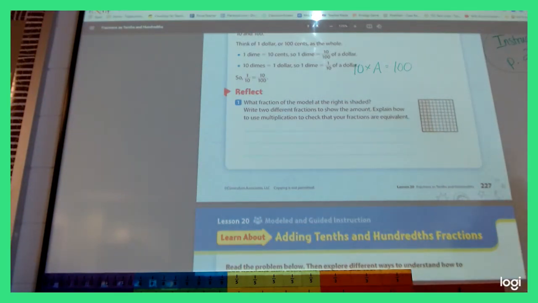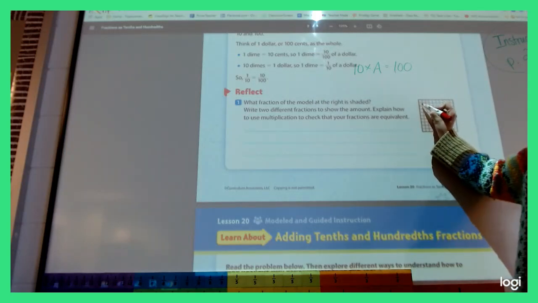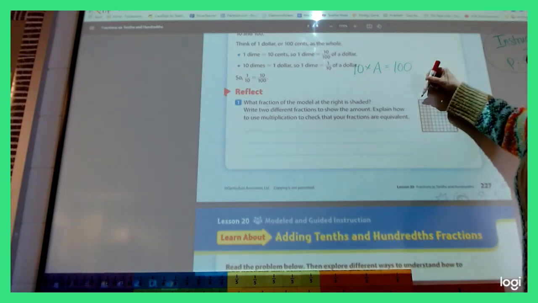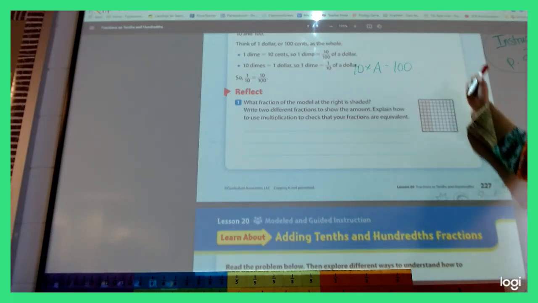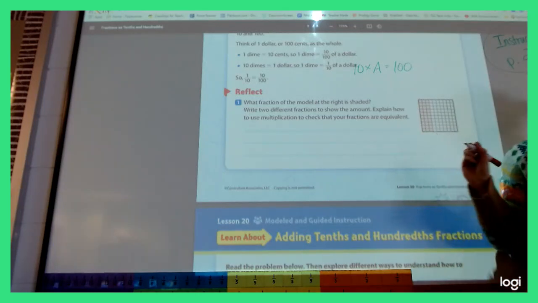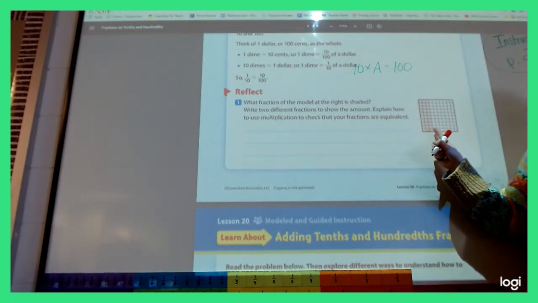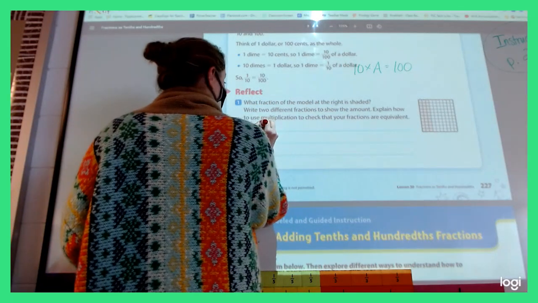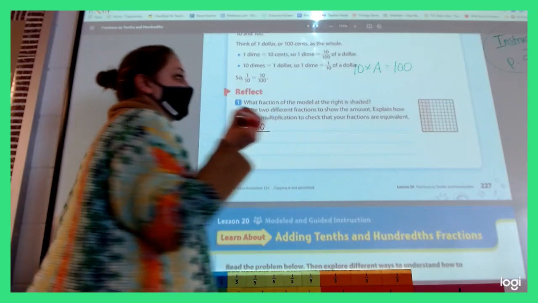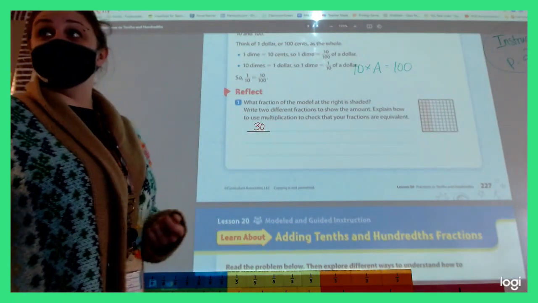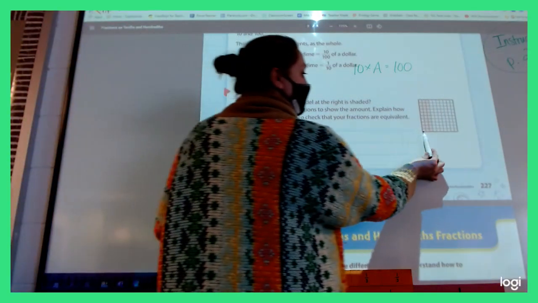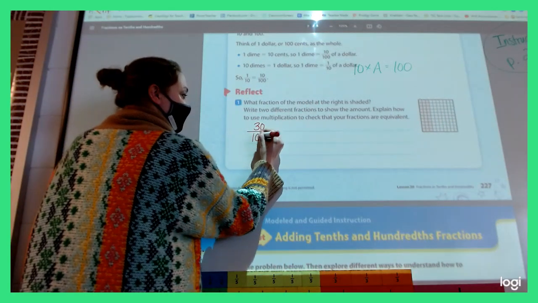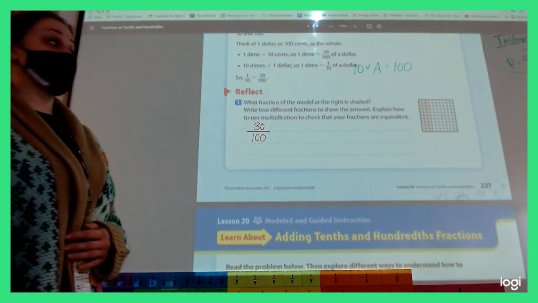So first, could I count each individual tiny box? Yeah. So I can see that this is 10, this is 10, and this is 10. So how many little boxes are shaded if each row has 10? Hudson? 30. So we can say there are 30 little boxes out of 100, right? If we went through and counted them all, we can see that there are 10 rows, 10 columns, 100 boxes. So that picture does show 30 100ths.